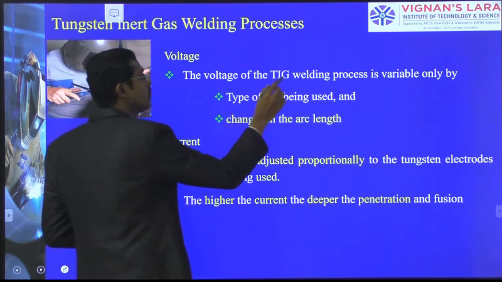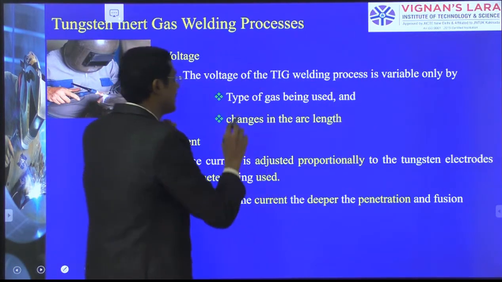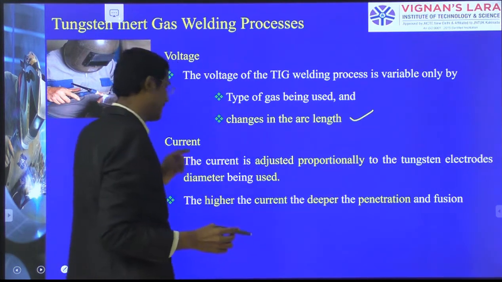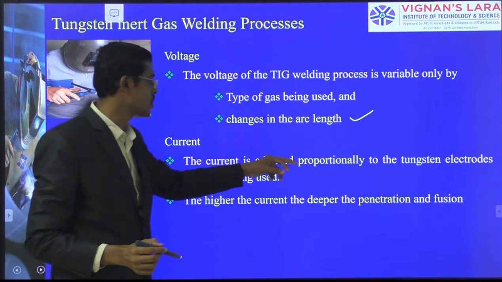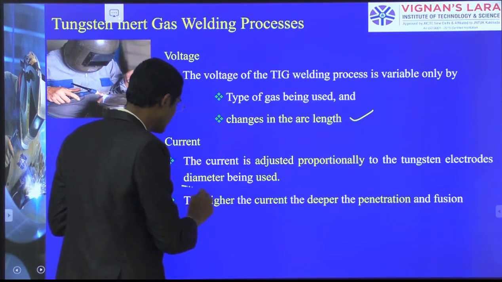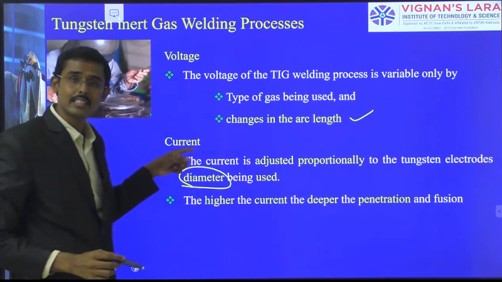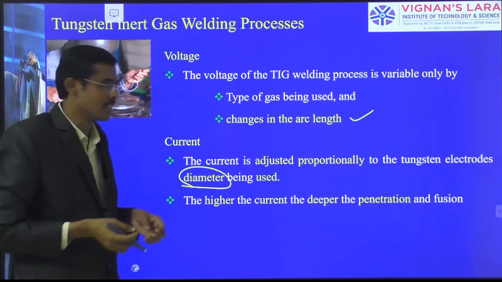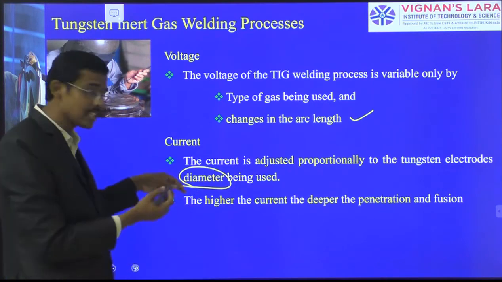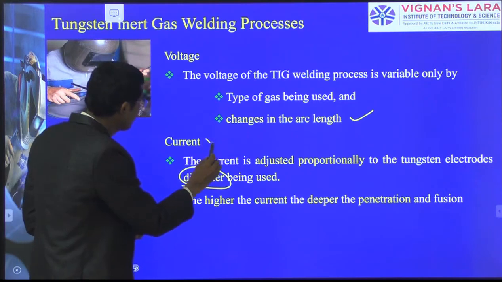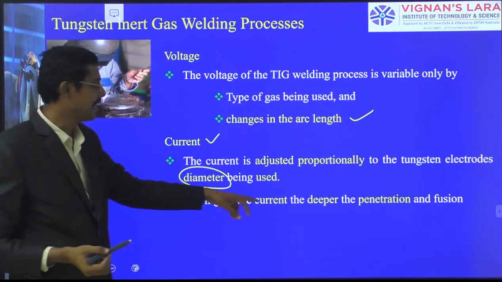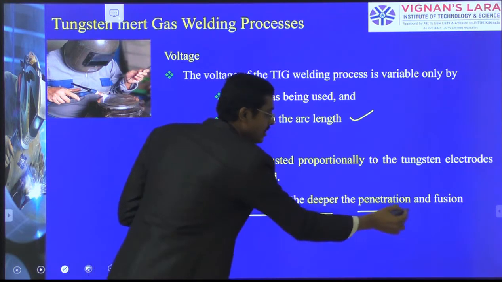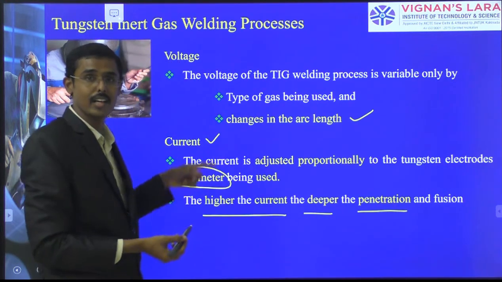The voltage of the TIG welding process is variable only by the type of gas being used and changes in the arc length. The current is adjusted proportionally to the tungsten electrode diameter. See, as the current increases, the penetration increases, but the diameter should be constant. Therefore, if the diameter increases, we should increase the current also. The higher the current, the deeper the penetration. But according to the diameter, the current should be fixed.